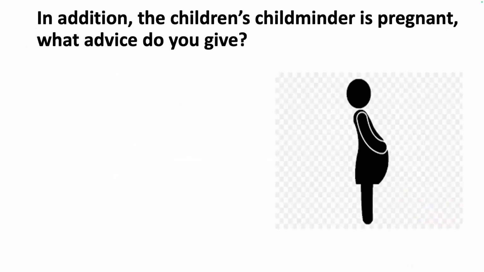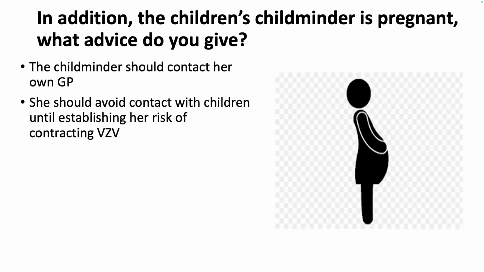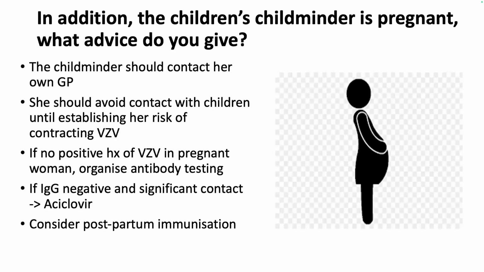And other queries that you might get, let's say someone is pregnant and is in contact with chickenpox. We need to organise antibody testing to see if they've had chickenpox or not. If they haven't, we would give them acyclovir. And if this is someone who's regularly coming into contact with children, we want to think about immunisation, but we can't give immunisation during pregnancy because it's a live vaccine, so we can't do that.